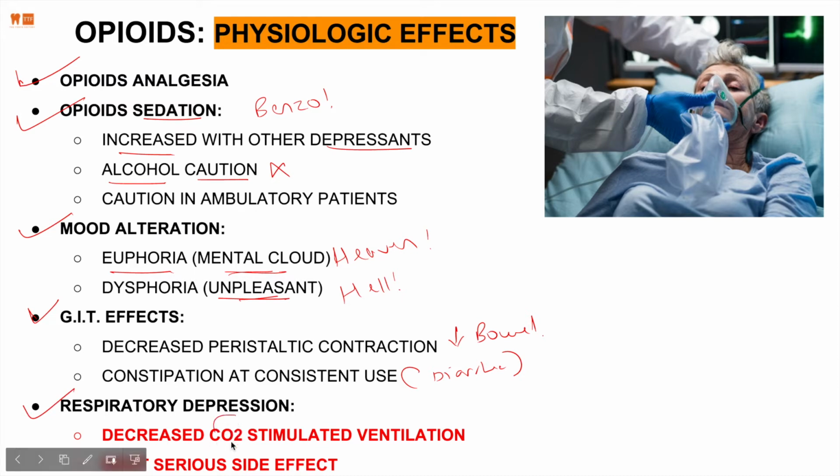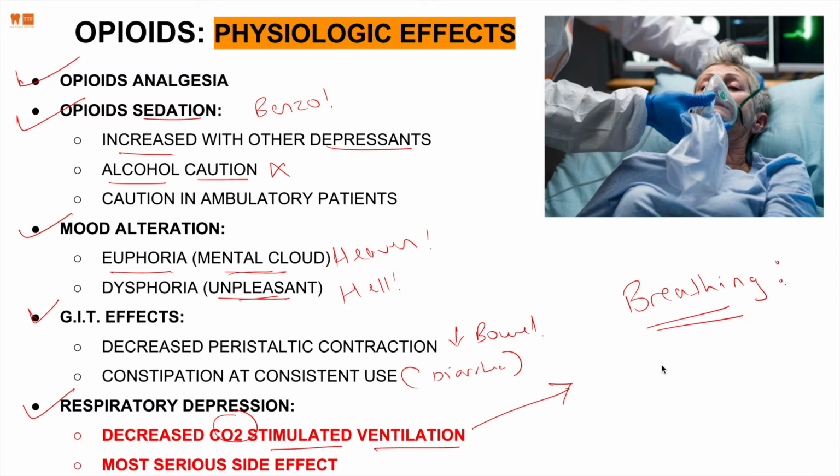In respiratory depression, again, we're coming back to this. Decreased CO2 stimulated ventilation. Right? That is the most serious side effect of opioids. Now, why is it in red? Well, because I really want to talk about this little tiny concept in 2 lines. Our breathing is not stimulated by oxygen. Yes, I know I said oxygen and not stimulated together. Bear with me. Our breathing is actually stimulated by the CO2 level in our blood.